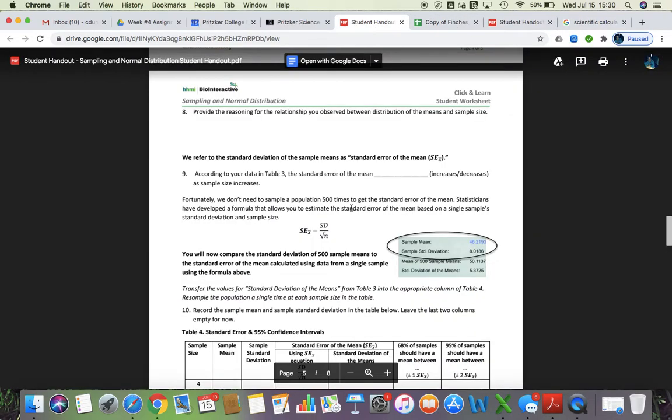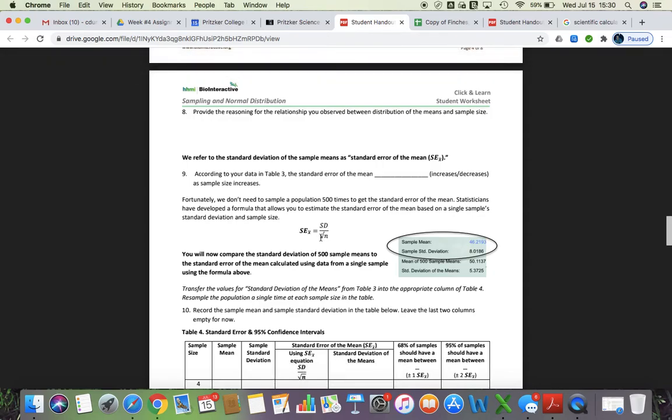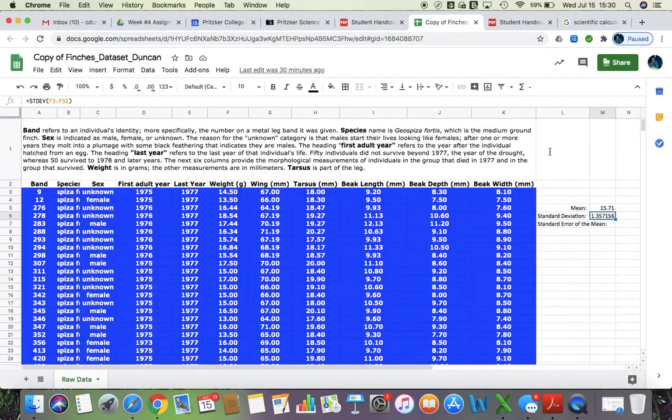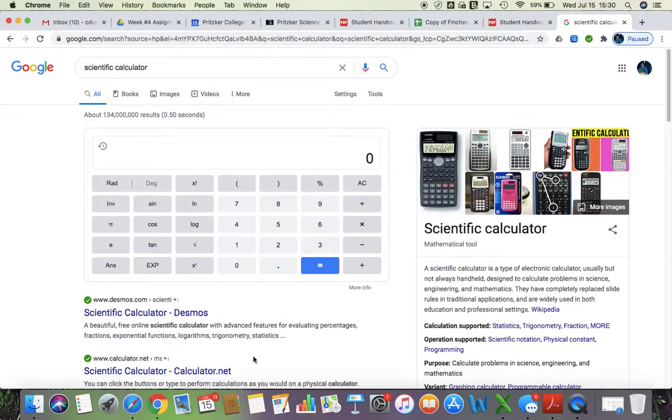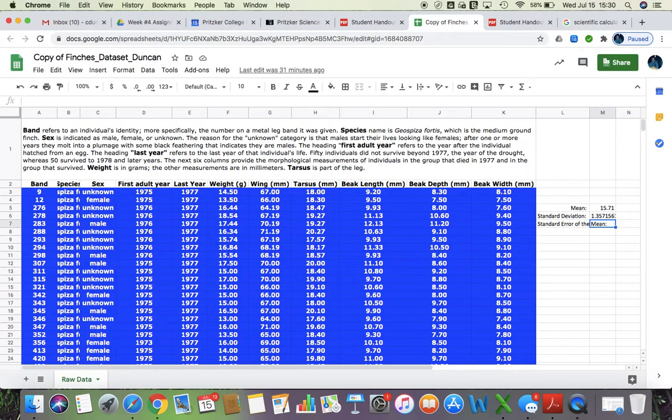So I'm going to use this equation, standard deviation divided by square root of the sample size. I'm going to take my standard deviation, round this to 1.36, and divide that by the square root of the sample size, which was 50. And so my standard error of the mean is 0.19. So I'm going to put that value in, 0.19. That's going to be my value for the standard error of the mean.